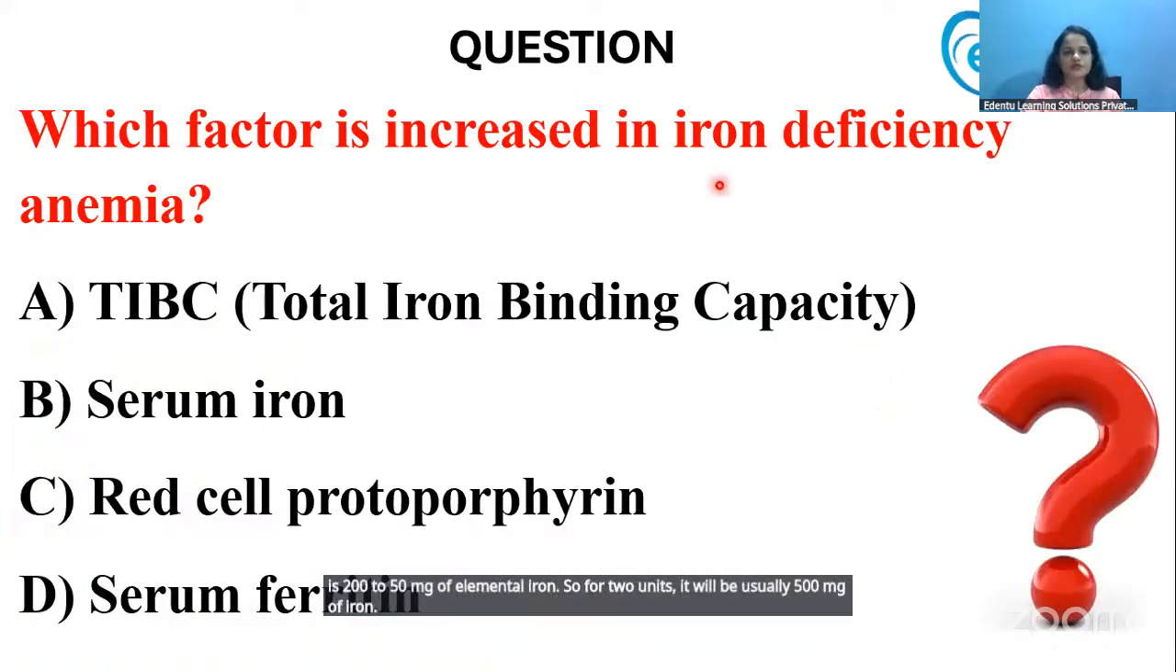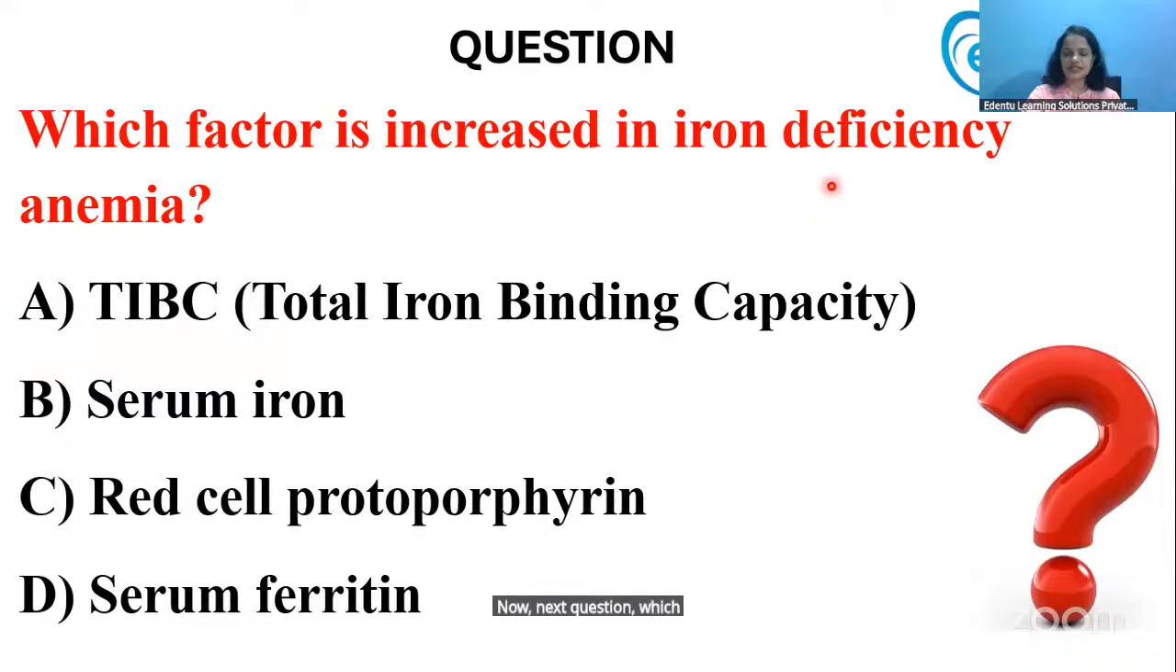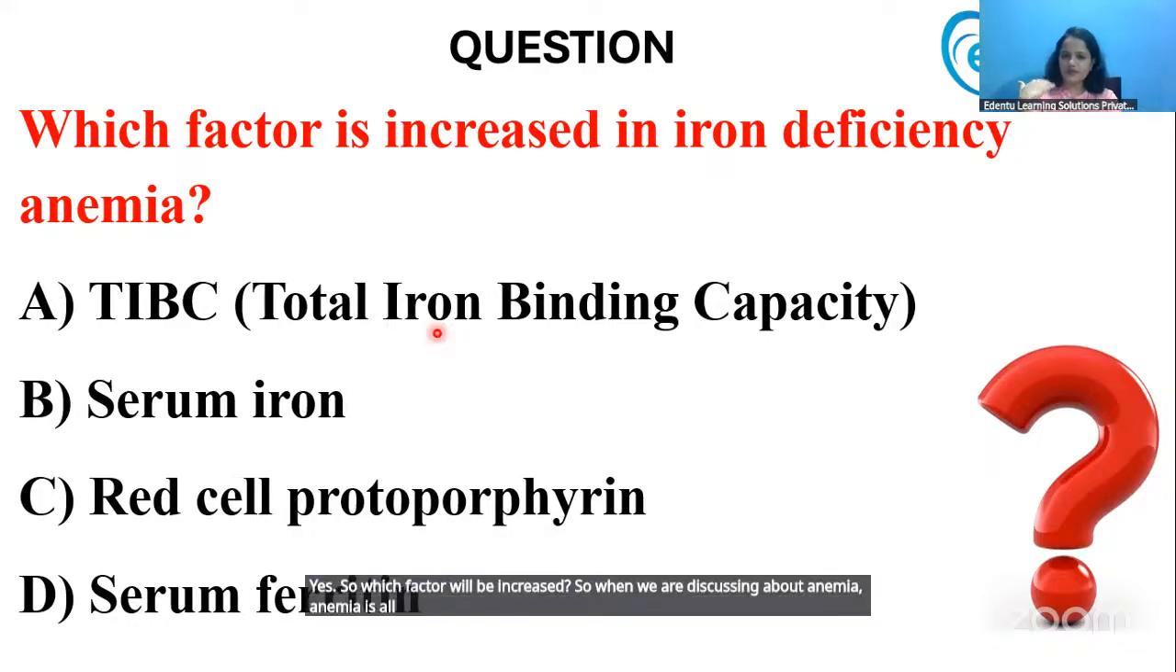Now, next question. Which factor is increased in iron deficiency anemia? So, which factor will be increased? When we are discussing anemia, anemia is all about a decrease of the iron levels, decrease of the hemoglobin levels, decrease in the RBC levels, decrease in the blood indices, and all the factors are usually decreased. But one factor alone will be increased in iron deficiency anemia. What do you think that factor is?